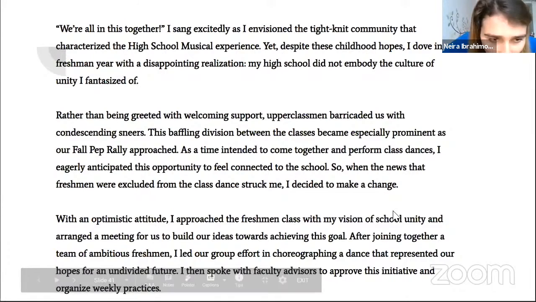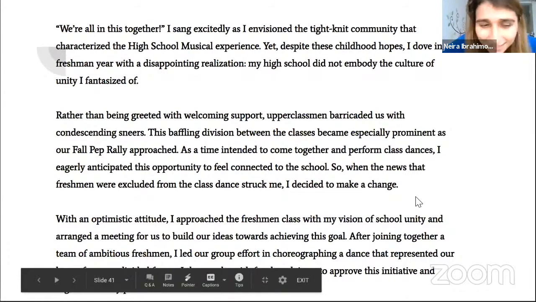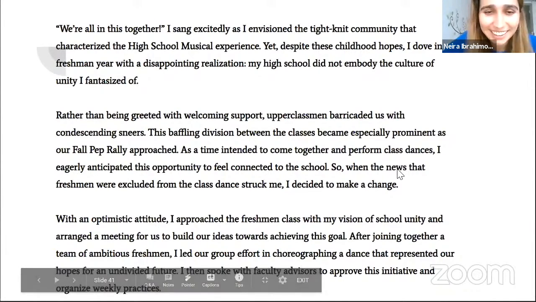Okay, I can't see the bottom. Hopefully you guys can read that.